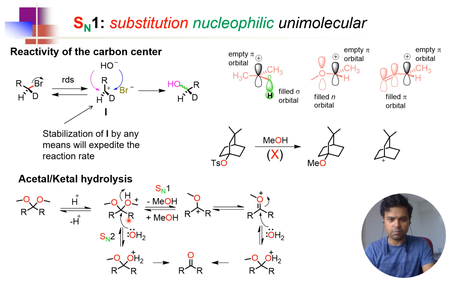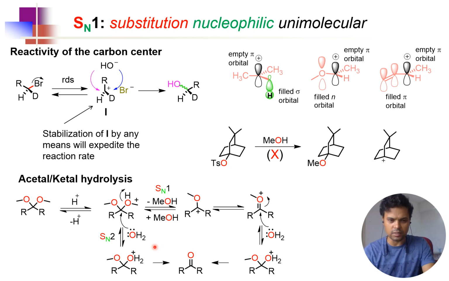Okay, and for that protonation, there are two different mechanisms possible. In one case, it can directly release the alcohol, methanol in this case, and then you produce the carbocation, which can be stabilized by the lone pair present on the oxygen atom. And then in this particular intermediate, a water molecule can attack, then you produce another intermediate, and then it can come back and produce the ketone. Okay, so there are multiple steps in between.